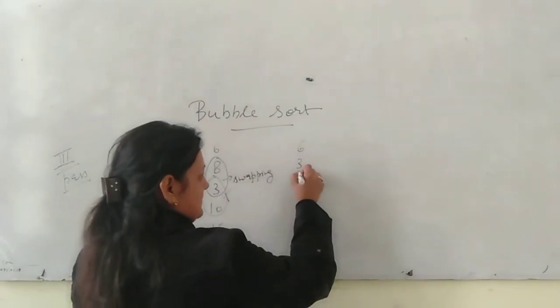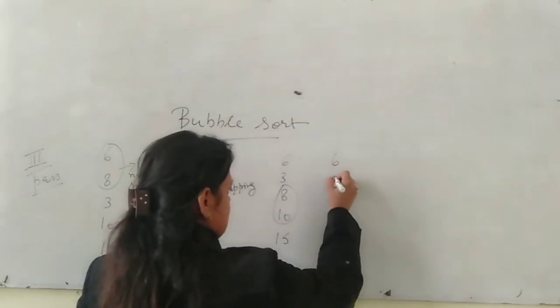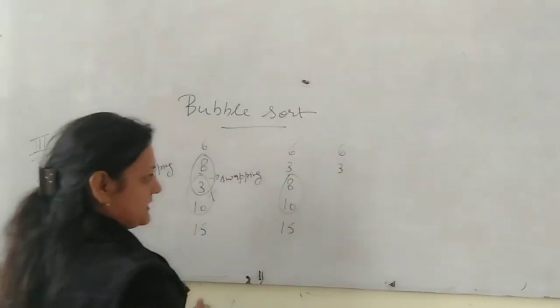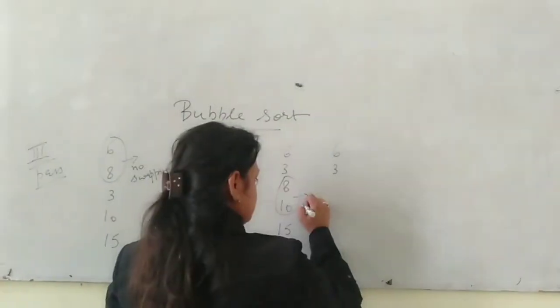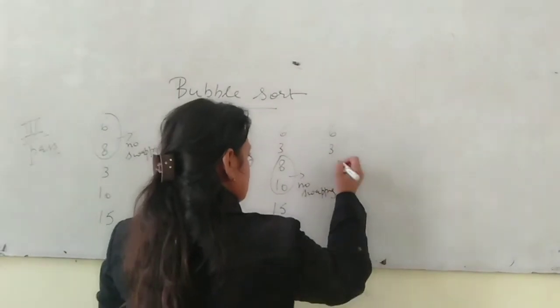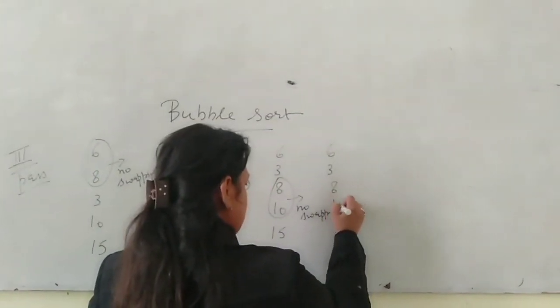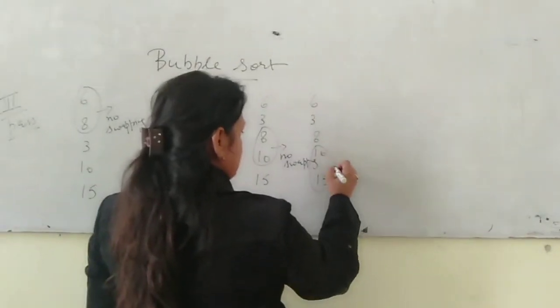So again there will be a comparison between these. 6, 3, is there a swapping in this case? If I consider, then there is no swapping. Then 10, 15, and if I do this, again no swapping.